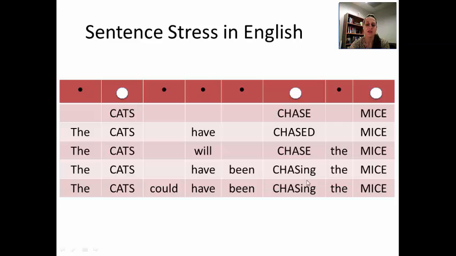Okay, if we were going to flip this, right? Chasing versus chasing. Do you see the difference? Chasing is the emphasis is on the second syllable. Chasing, the emphasis is on the first.